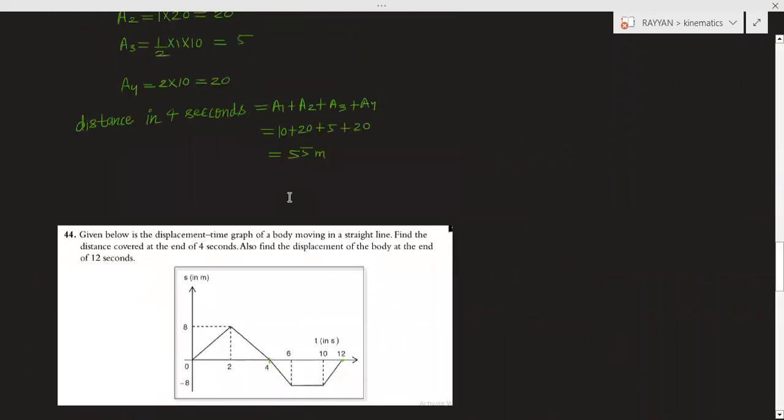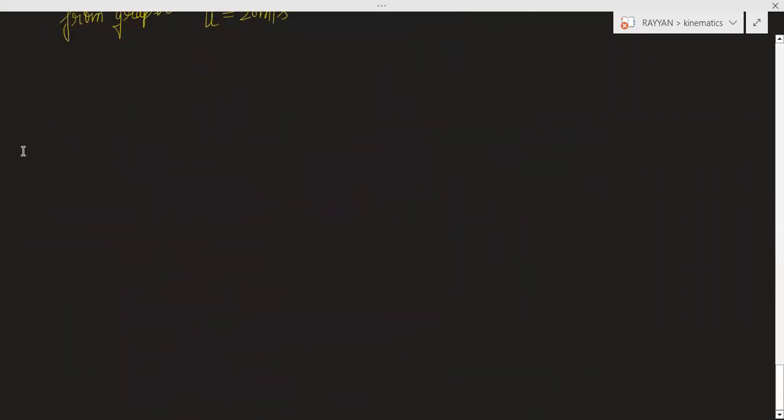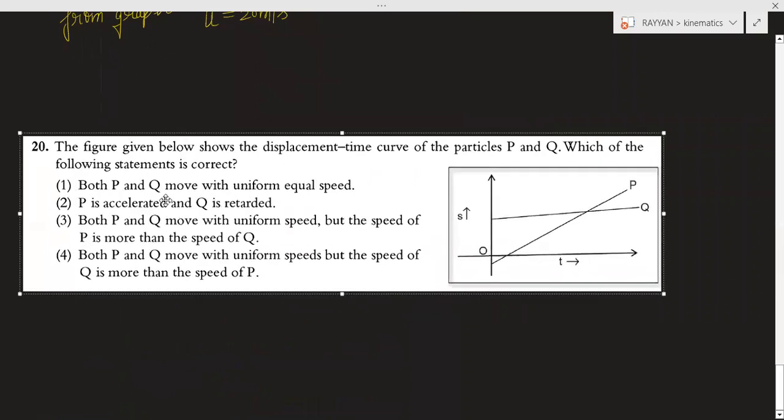Okay, now we'll discuss another question. This is also a good question. You can see this graph is given, and the graph is given for P and Q. The figure given below shows the displacement time curve of particles P and Q.